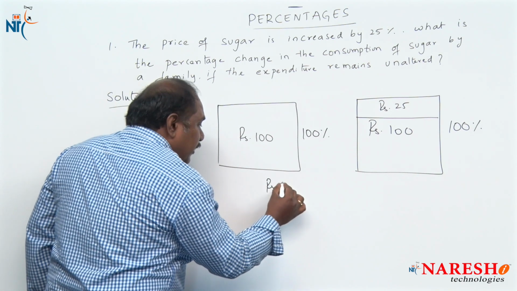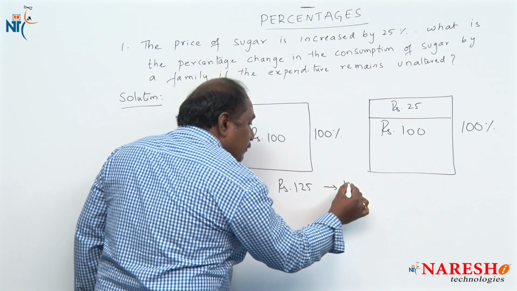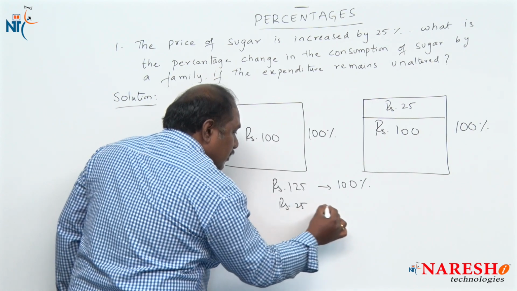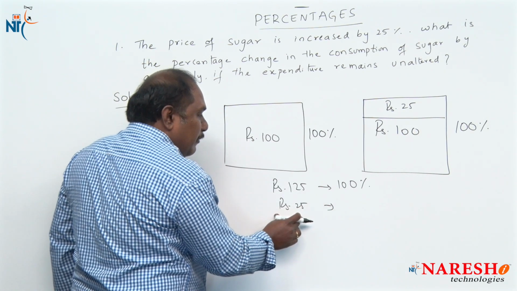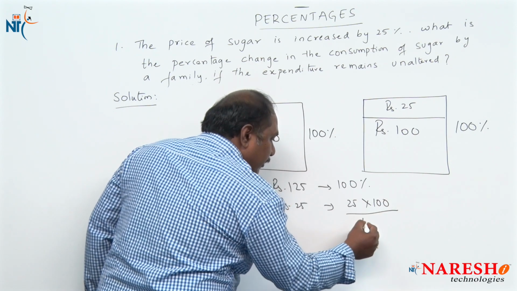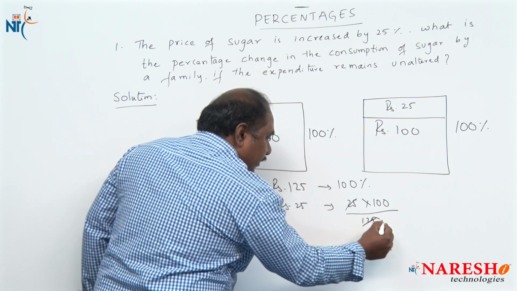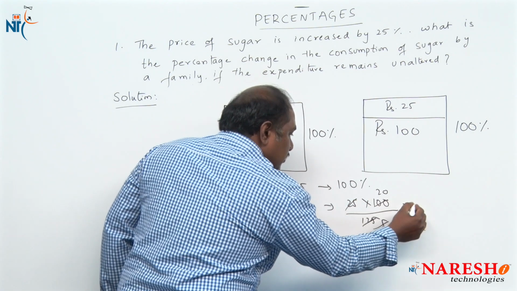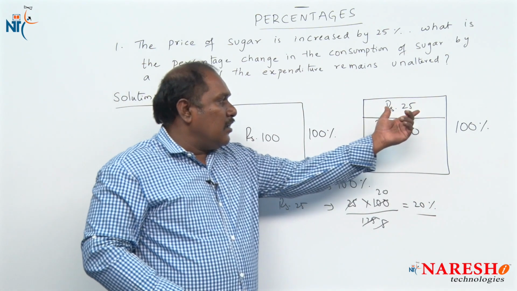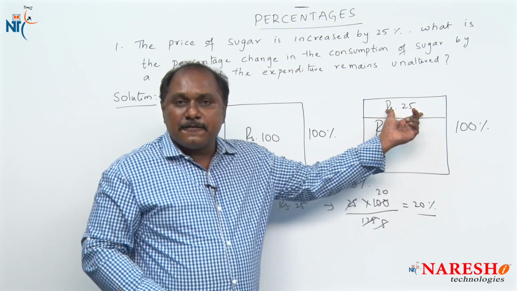Now 125 rupees is 100%. What is 25 rupees? Definitely 25 rupees will be how much percent? 25 into 100 by 125. 25 5s, 5 20s. So it is 20%. So clearly you can see consumption is decreased by 20%.